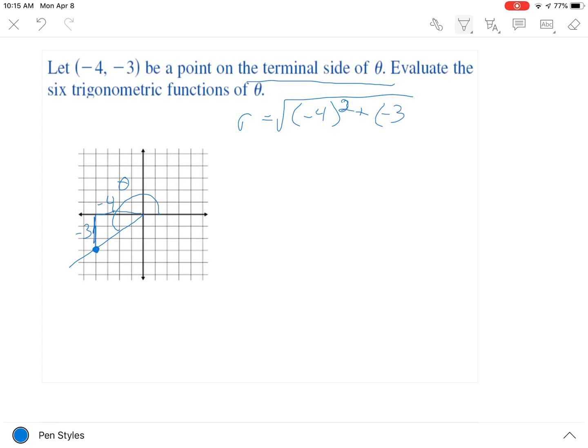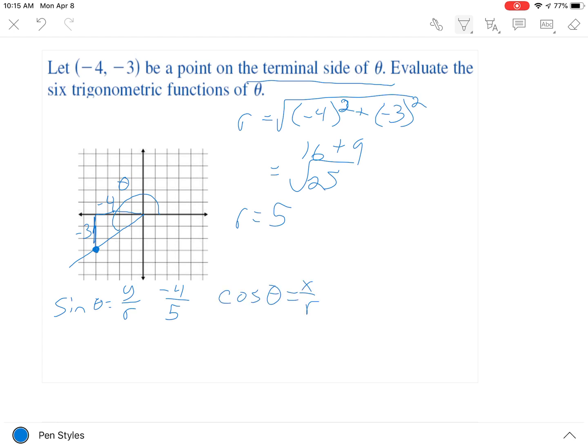-4 squared, rather, and -3 squared. So that's 16 plus 9, 25, the square root of 25. The radius is 5. So the sine of theta is y over r, so -3 over 5. The cosine of theta is x over r, so -4 over 5. And the tangent of theta is going to be y over x, so -3 over -4, or positive 3/4.